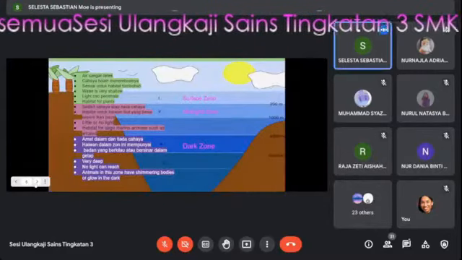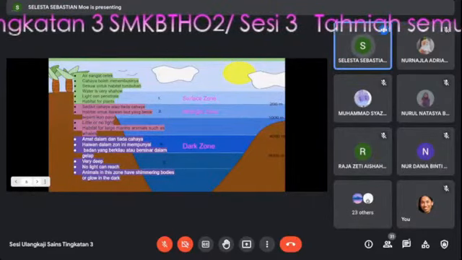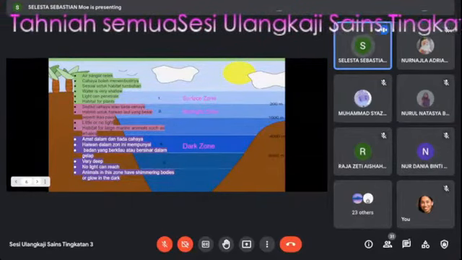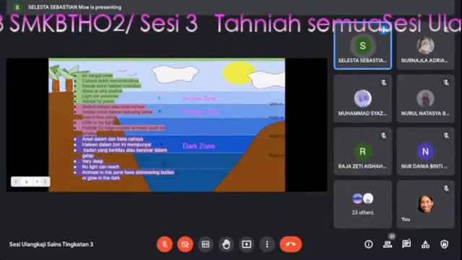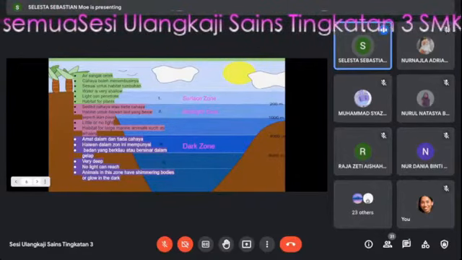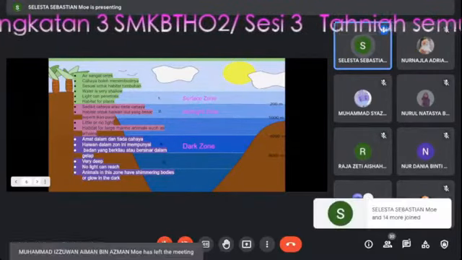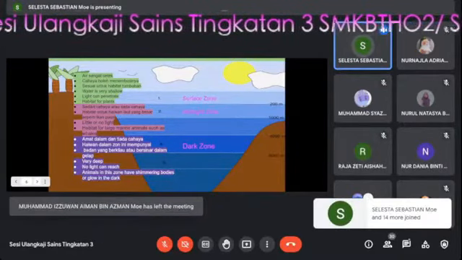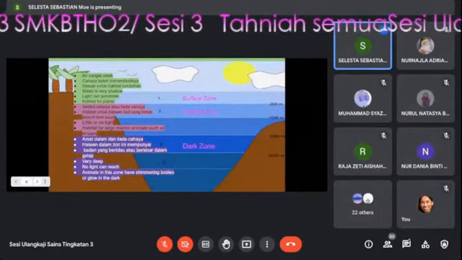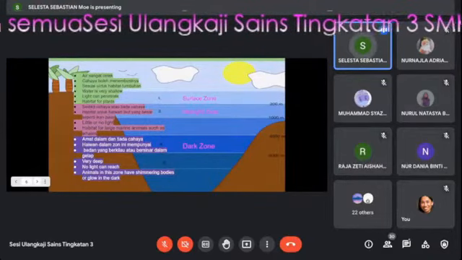Now we will learn about the ocean stratification. The ocean has been divided into three main zones. We will start with the surface zone, which is from 0 to 200 meters from sea level. Light can penetrate through it, and it is a suitable habitat for plants. Next is the midnight zone, which extends from 200 to 1,000 meters from sea level. This zone has little or no light, thus it is difficult for plants to live here. It is the habitat for large marine animals such as whales.